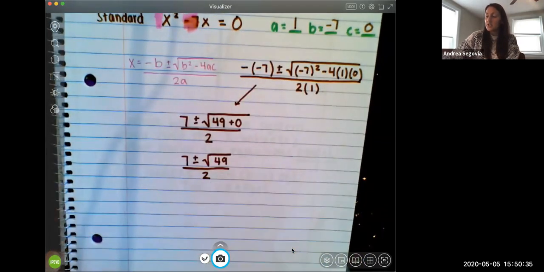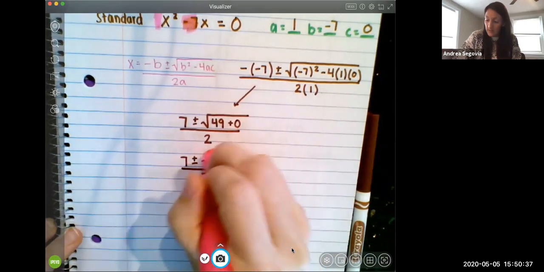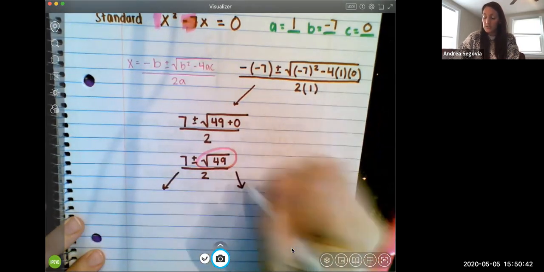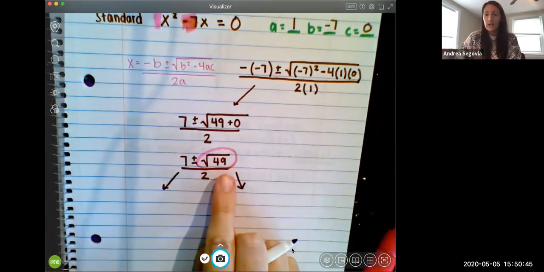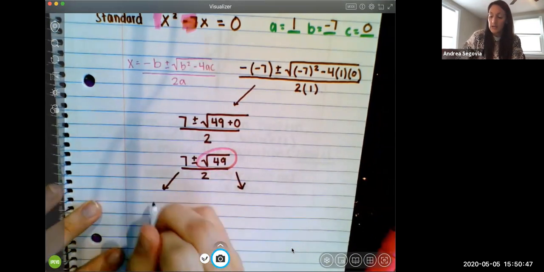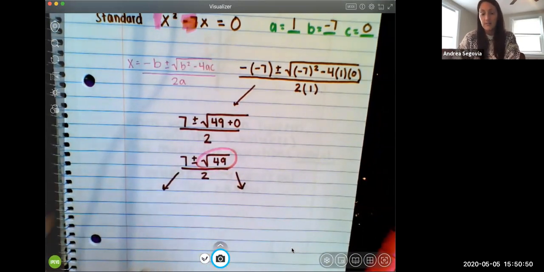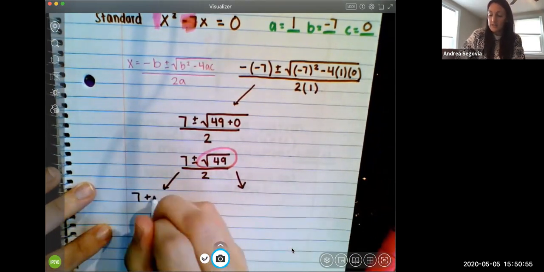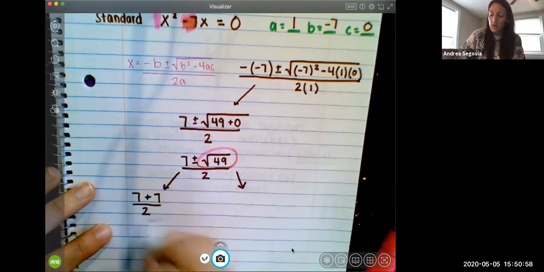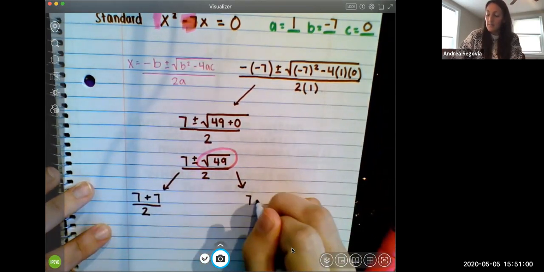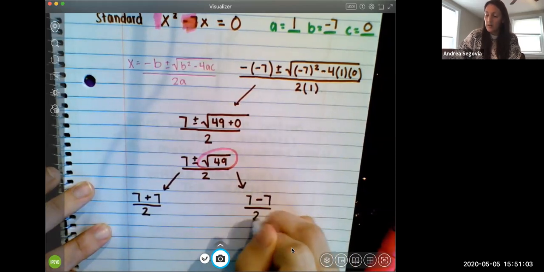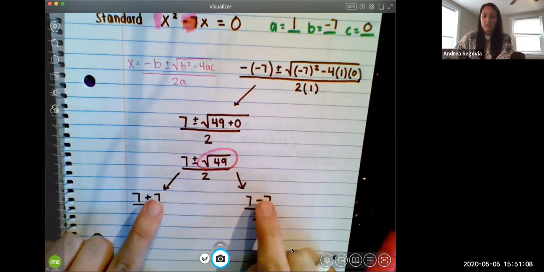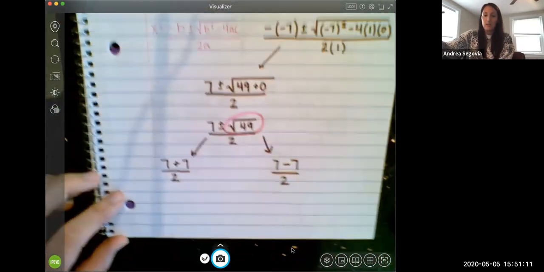Now I'm ready to just square root this, that's my last step. I know I'm ready to break off into my 2 equations. What is the square root of 49? There's 2 choices. The square root of 49 is either 7 or negative 7. So I would do 7 plus 7 divided by 2, or 7 minus 7 over 2. Again, the square root of 49 is either plus 7 or minus 7. So I just plugged those in. And now I'm ready to simplify and solve.